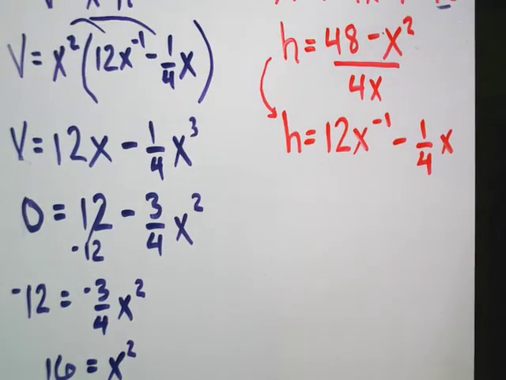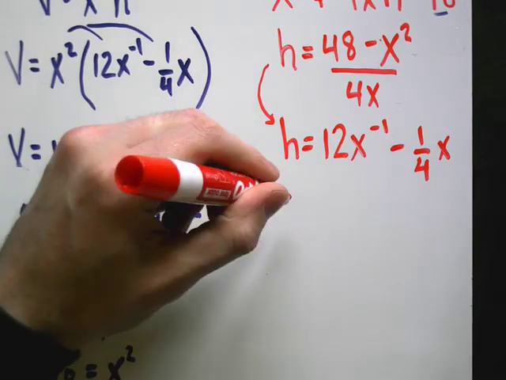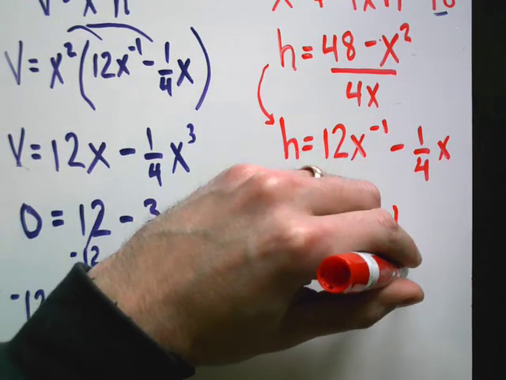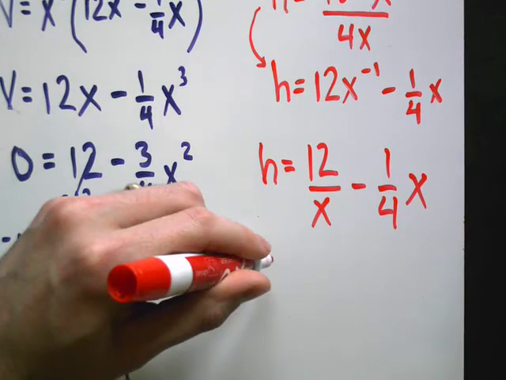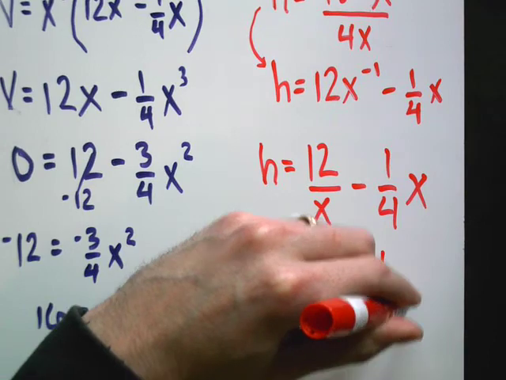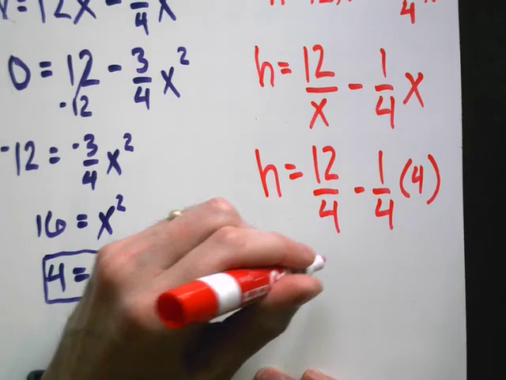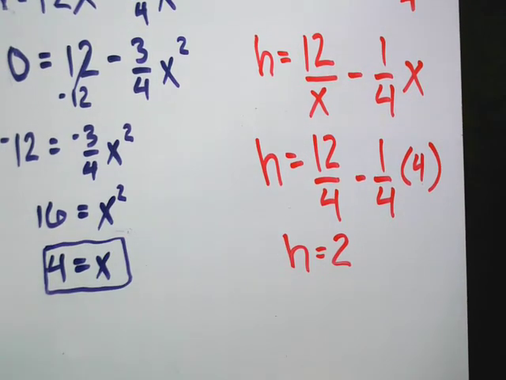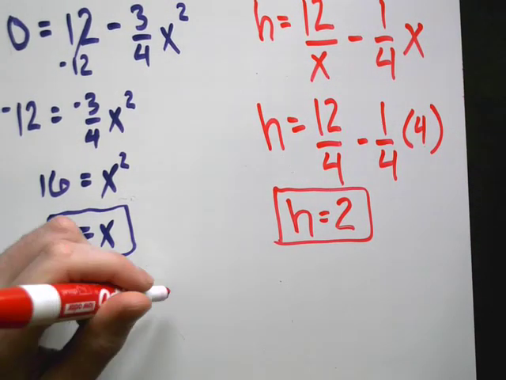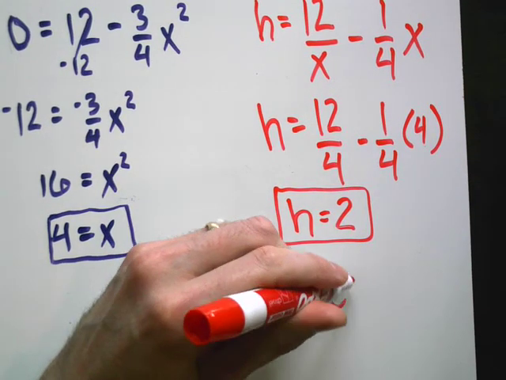So let's figure out what our h is so we can get the final dimensions of our box. We would just say h is equal to 12 over x minus 1/4 x. Just plugging my x back in, I would get h equals 12 divided by 4 minus 1/4 times 4. When you do that either by hand or by calculator, you get h is equal to 2. Okay, so the final dimensions of this box, finding optimal volume, would be 4 by 4 by 2 inches.